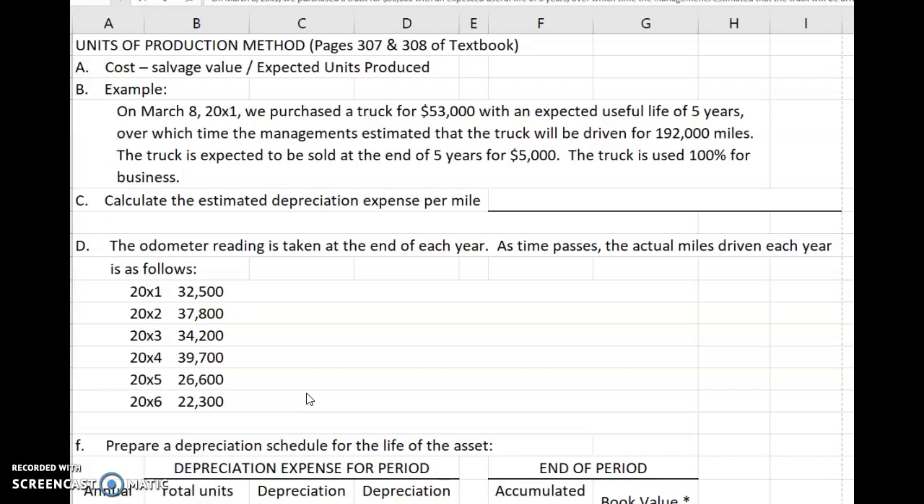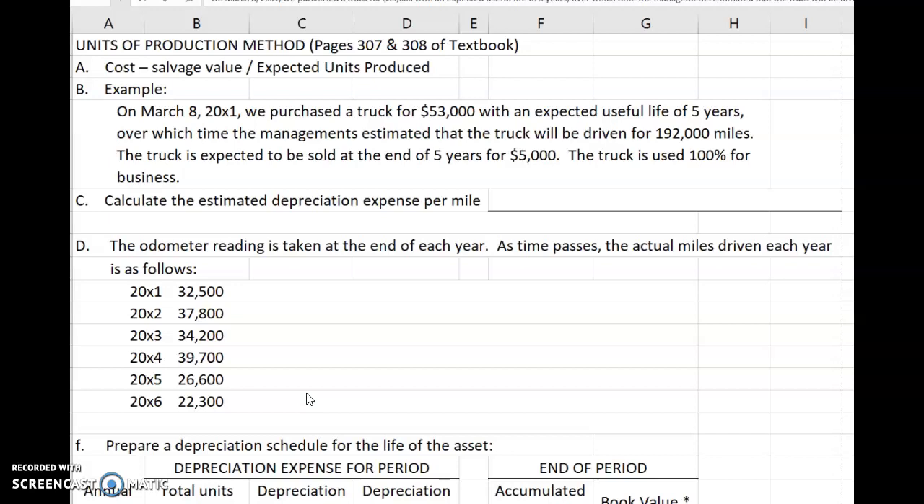This is brand new to you. You've not had units of production depreciation in prior chapters. It is discussed in Chapter 8 on pages 307 and 308 of your textbook. It's very similar in calculation to straight line depreciation.